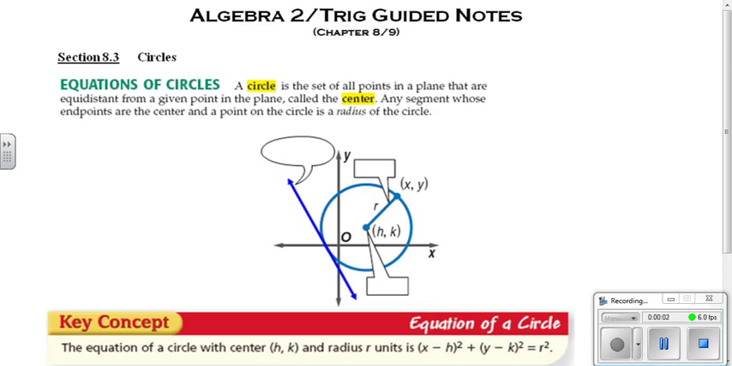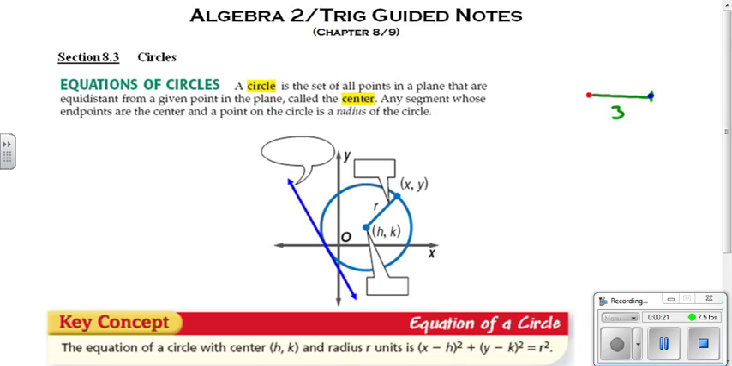Lesson 8.3 is all about circles, and more specifically the equations of circles. Now remember, a circle is a set of all points in a plane that are equidistant from a given point. So if this is our point, and here is our distance, we'll say it's 3 units away.